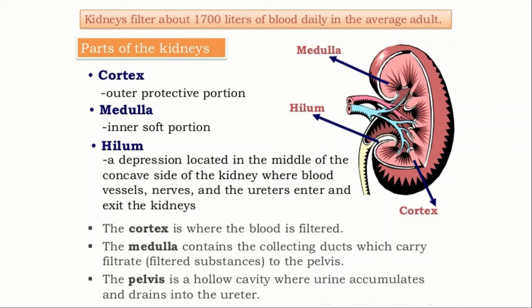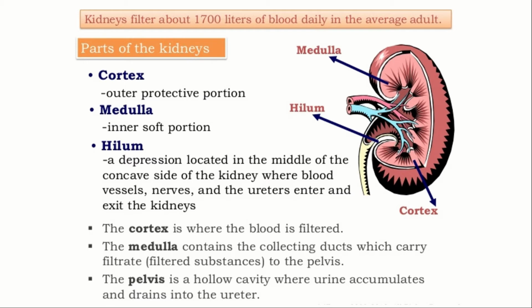Let us know about the parts of the kidneys. Cortex: this is the outer protective layer of the kidney, the portion where the outside of the kidney is protected. Next, medulla, that is the inner soft portion. Next, hilum, a depression located in the middle of the concave side of the kidney where blood vessels, nerves and ureters enter and exit the kidney.